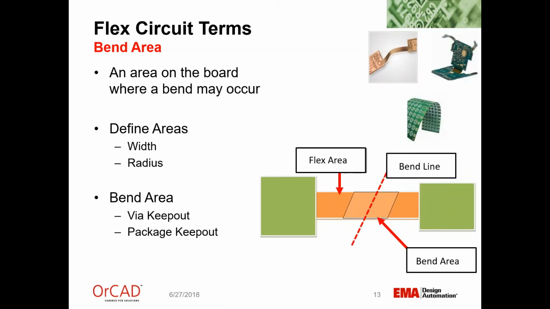A bend area is an area on the board where a bend may occur, and therefore where putting components and vias is not allowed. Even a very modest bend can be an issue if the radius is small enough to put stress on a solder joint or plated via. Design guidelines spell out some recommendations when components need to be near a flex, bend, or crease area.